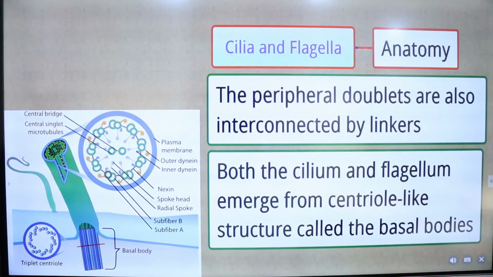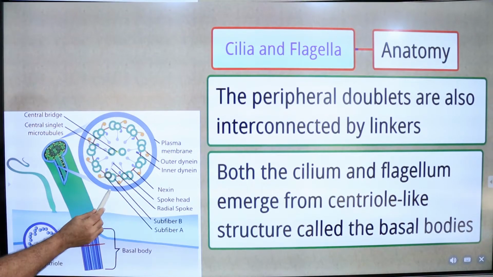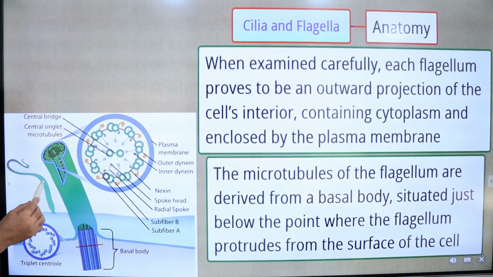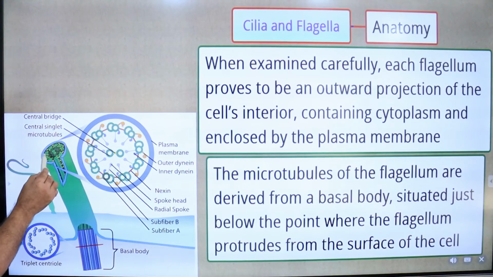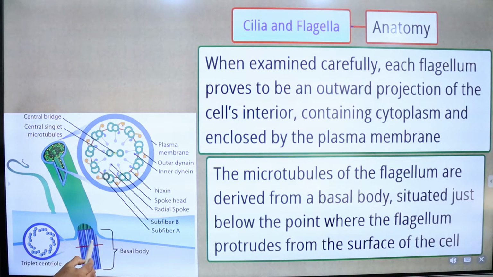Both cilium and flagellum emerge from a centriole-like structure which is called basal body. So, basal body is present beneath the plasma membrane from which a cilium or flagellum originates. When examined carefully, each flagellum proves to be an outgrowth projection of the cell's interior, so that it contains cytoplasm bounded by the plasma membrane. And the microtubules of flagellum or cilium are derived from the basal body which is present beneath the plasma membrane.